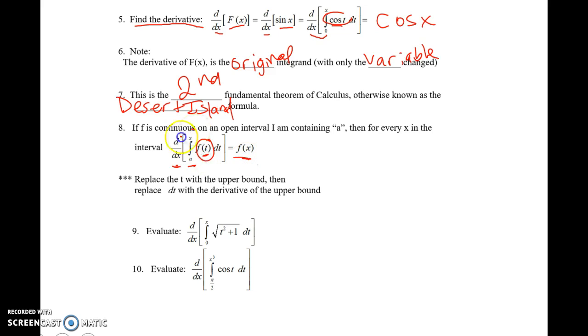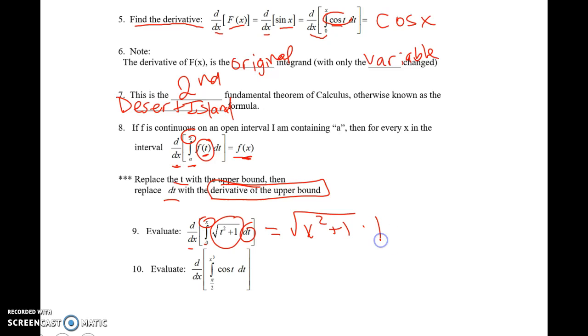Notice the t changed to our upper bound variable of x. So simple instructions: replace t with the upper bound, and don't forget to multiply by the derivative of the upper bound if it's more than just x. So in example 9, the derivative of the integral brings us back to the original function, except replace t with x, and multiply by the derivative of x, which is 1, and so multiplied by 1 just gives us the original.